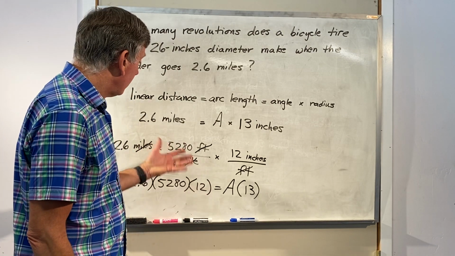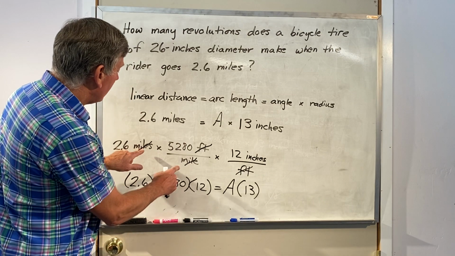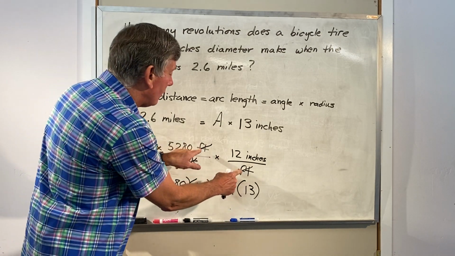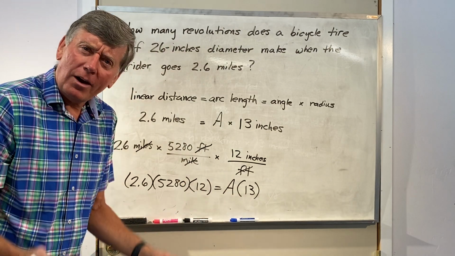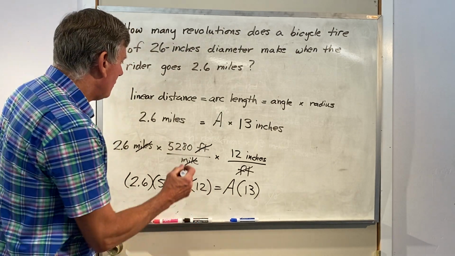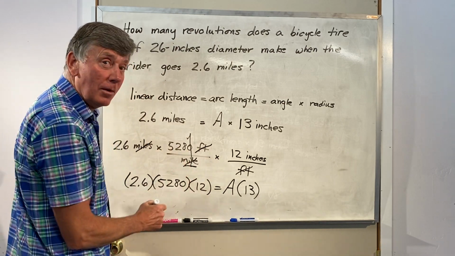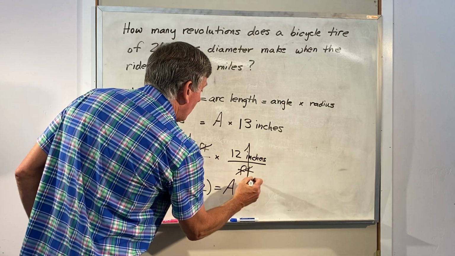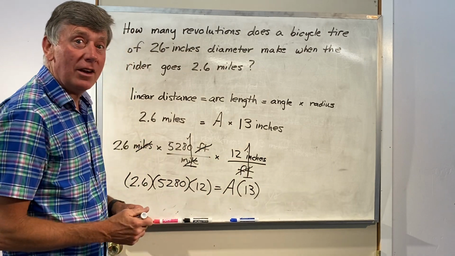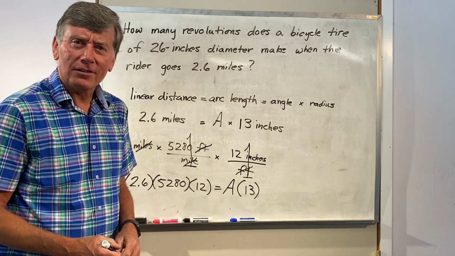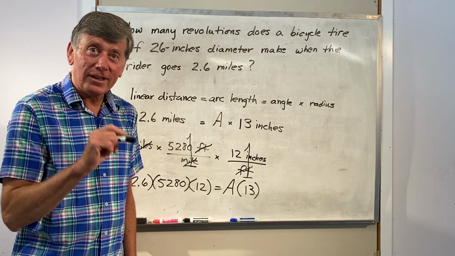That's unit multipliers. The focus is getting your units so that you can cancel these units. And why are they called unit multipliers? Because this is a 1, 5,280 feet divided by 1 mile. This is a 1, 12 inches divided by 1 foot. Unit multipliers. We'll do it again. You'll see it on a test.